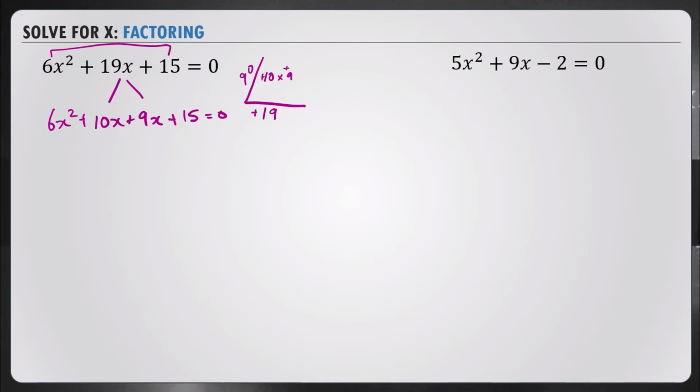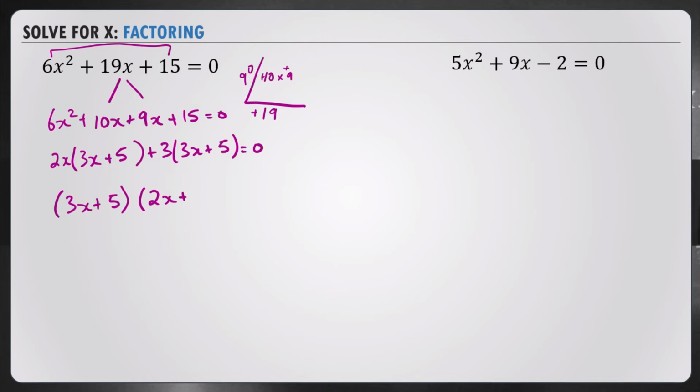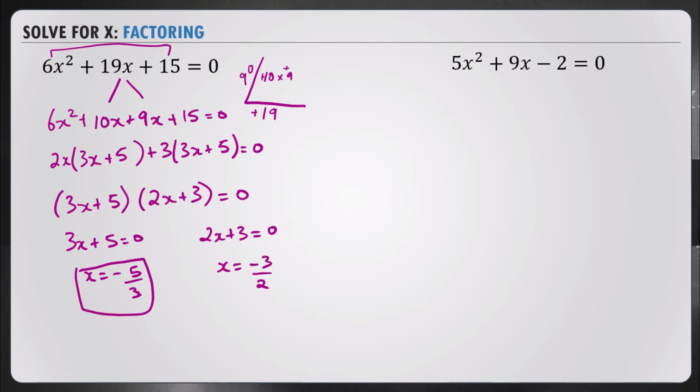We get what's common here, 2x gives me 3x plus 5 plus 3, 3x plus 5 is equal to 0. That gives me 3x plus 5 into 2x plus 3 is equal to 0. The two solutions are 3x plus 5 is equal to 0, where x is equal to negative 5 over 3, and 2x plus 3 is equal to 0, and x will be equal to negative 3 over 2. So these are two solutions.